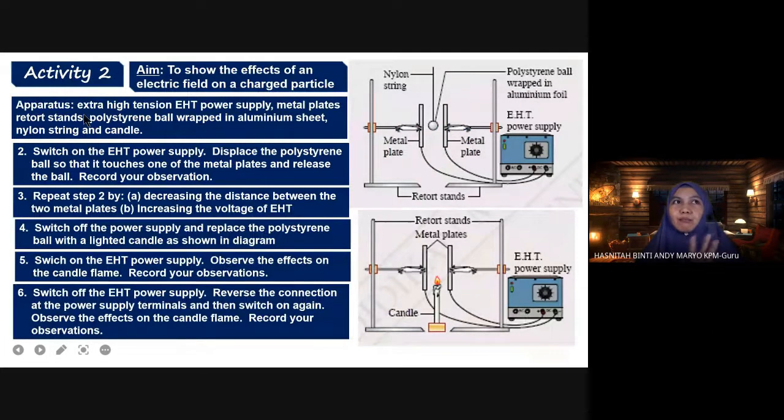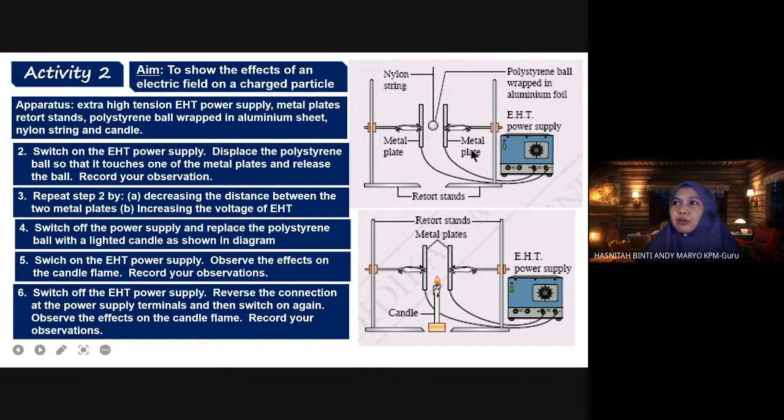Now we move to the third learning standard, which is to see the effect of an electric field on a charged particle. Here we have a few examples. For each example, we place a charged particle in an electric field. When I mention an electric field, you are supposed to understand that one source is connected to the positive terminal of the power supply, while the other is connected to the negative terminal. So we create an electric field there, and we place a charge in between.